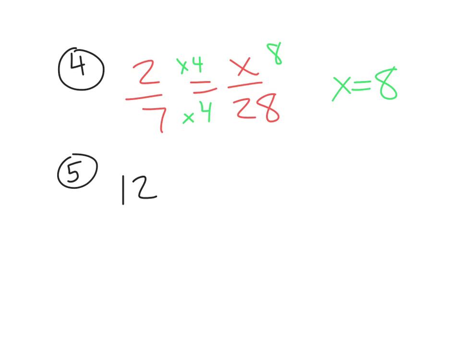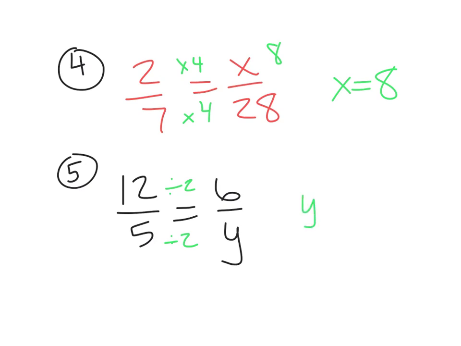So this is number 5. 12 over 5 equals 6 over y. Here's another good practice on mental math. How do I get from 12 to 6? I divided by 2, right? Yes. So 5 divided by 2, that would be 2.5. So y equals 2.5.